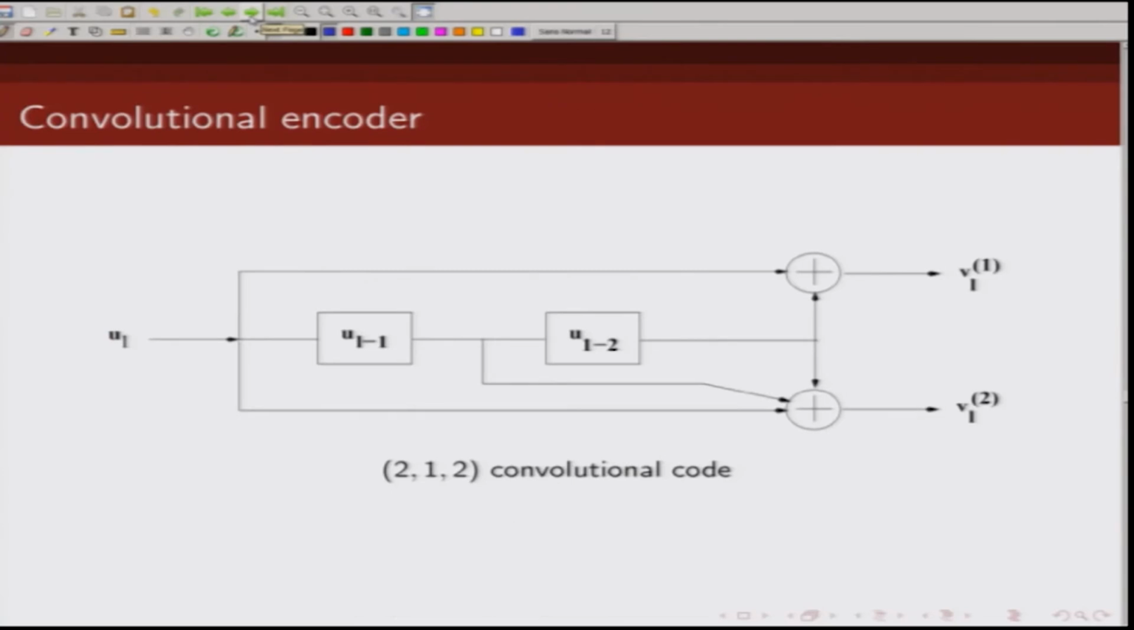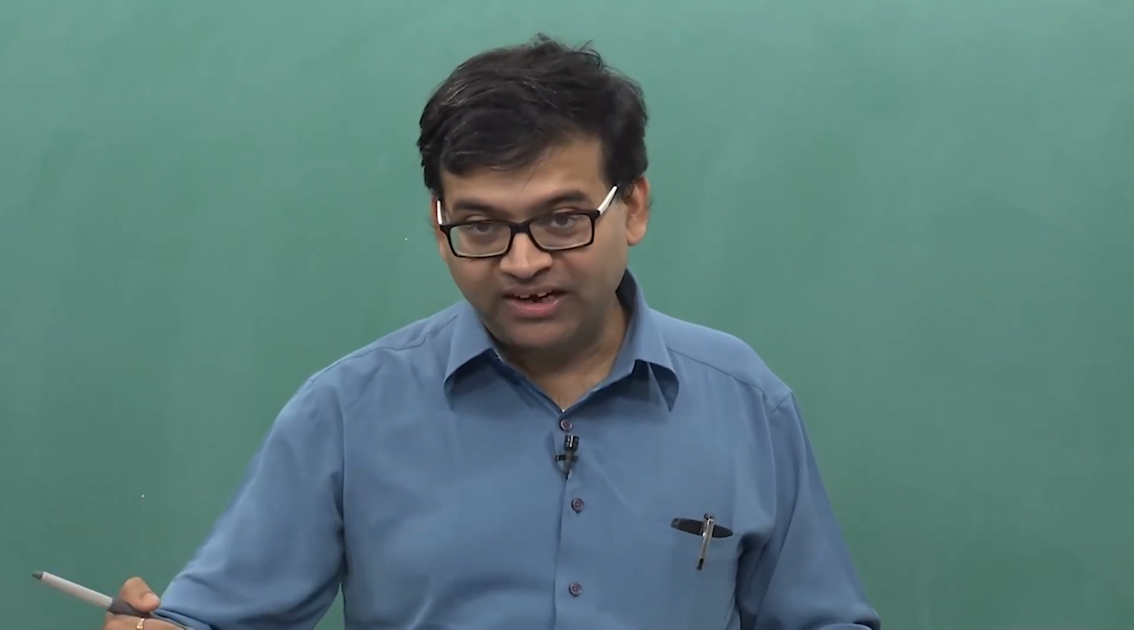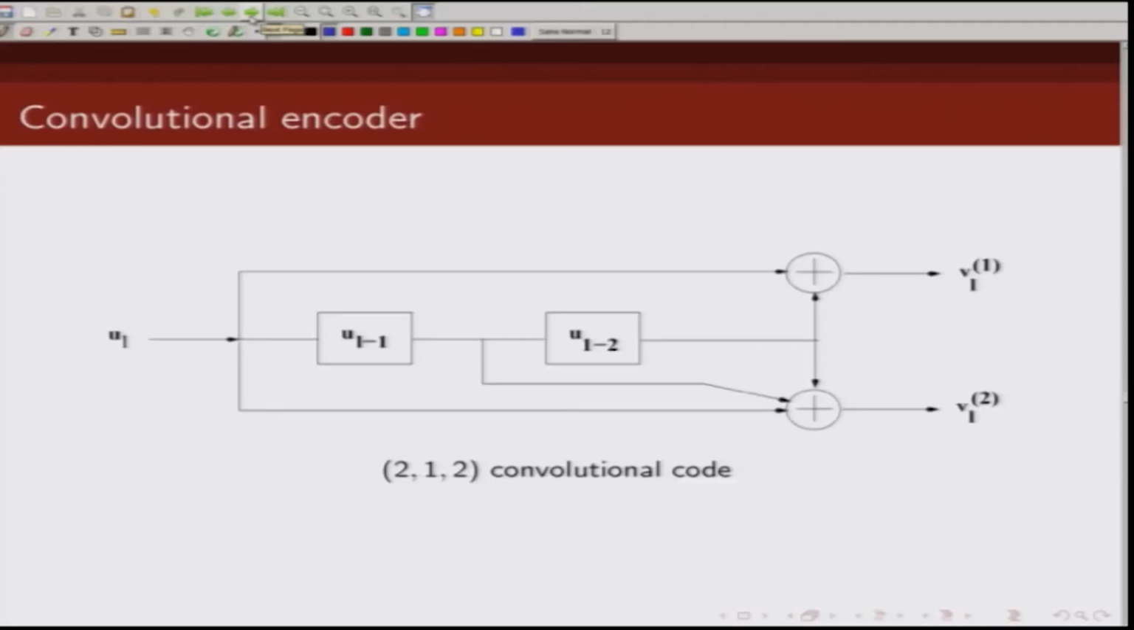Now, let us take an example to illustrate how we can find the weight enumerating function of a convolutional code. We are going to consider a rate 1 by 2 convolutional code whose memory is 2. This is the convolutional code. We can see that V_L1 is U_L plus U_{L-2}, and V_L2 is nothing but U_L plus U_{L-1} plus U_{L-2}. This is our convolutional code.